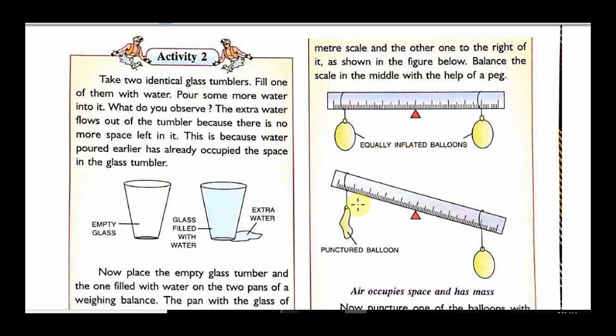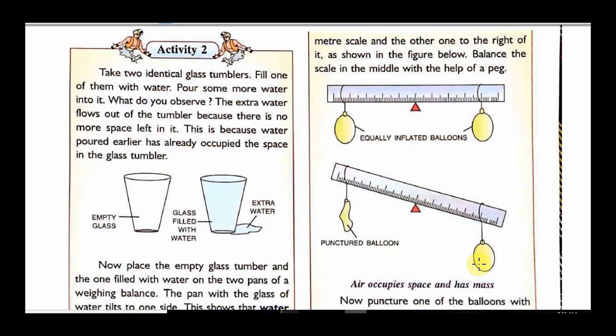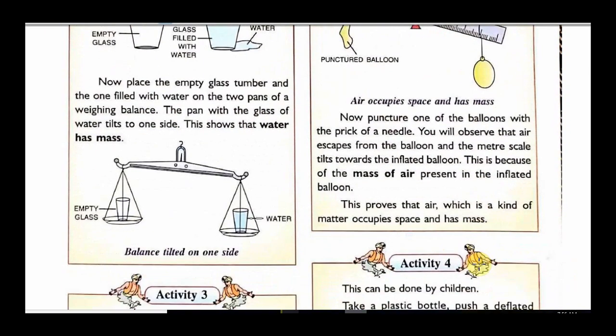Now puncture one balloon. This left hand side balloon was punctured, so it contains no air. No air means less volume and less weight. Now check this. This is the unpunctured, full balloon, so it contains air also. What do we observe? We observe that the scale tilts to this right hand side. It means it has more weight. What does it prove? It proves that air also has mass. It means air and balloon mass was greater than the single balloon mass.